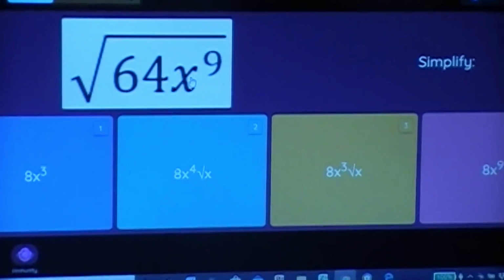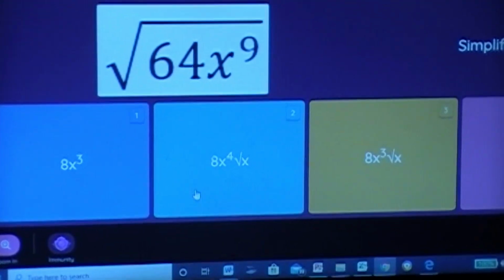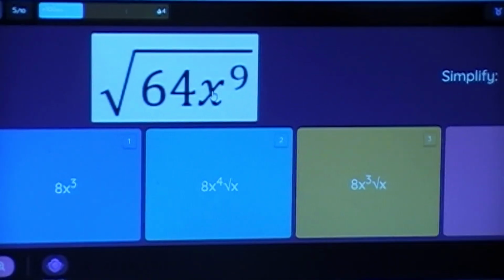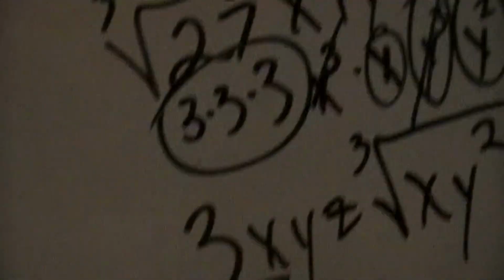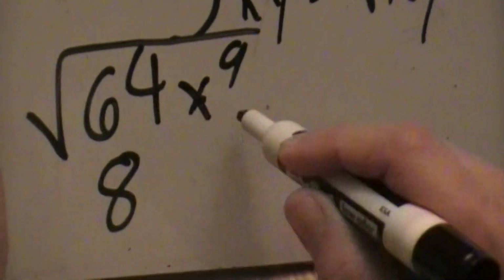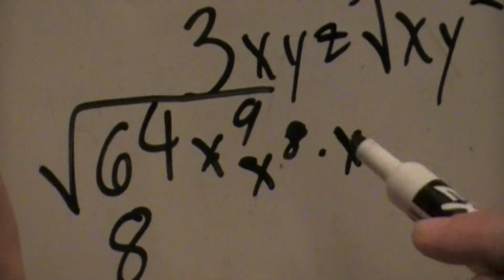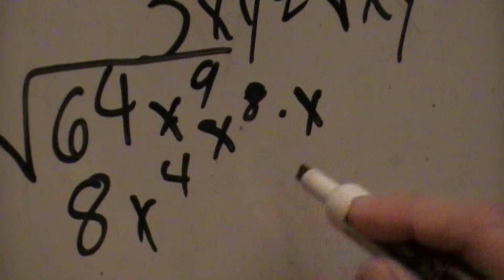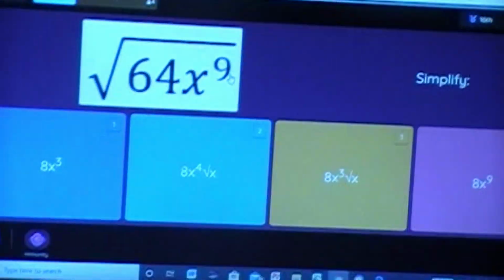Square root of 64 x to the 9th. Okay, square root of 64 is 8. Well, they all got 8 there, so that didn't help us out any. Now, square root of x to the 9th, you need to realize this is x to the 8th times x. This time we're taking the square root of x to the 8th, which means we take half of that 8 to get x to the 4th, and it leaves me an x right there, square root of x, and you will be able to see the answer.